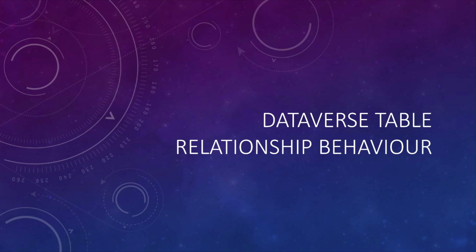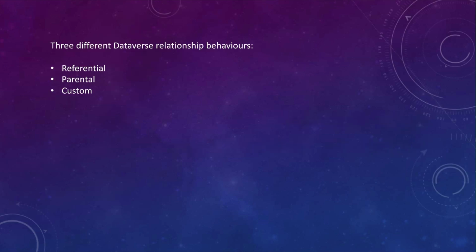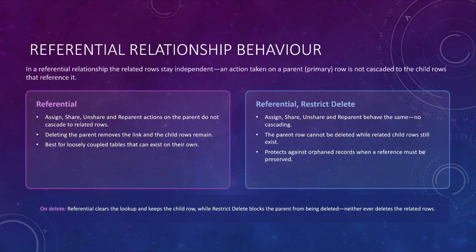Hi everyone. In this video, I'm going to show Dataverse table relationship behavior. There are three different kinds of Dataverse relationship behaviors. They are referential, parental, and custom. First, I'll explain referential relationship behavior.